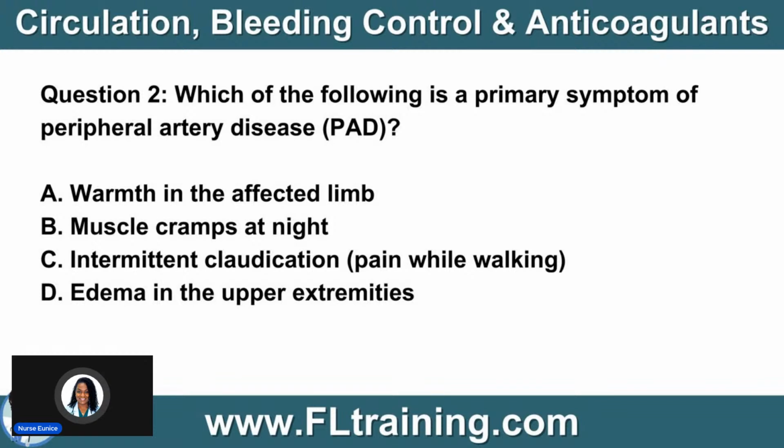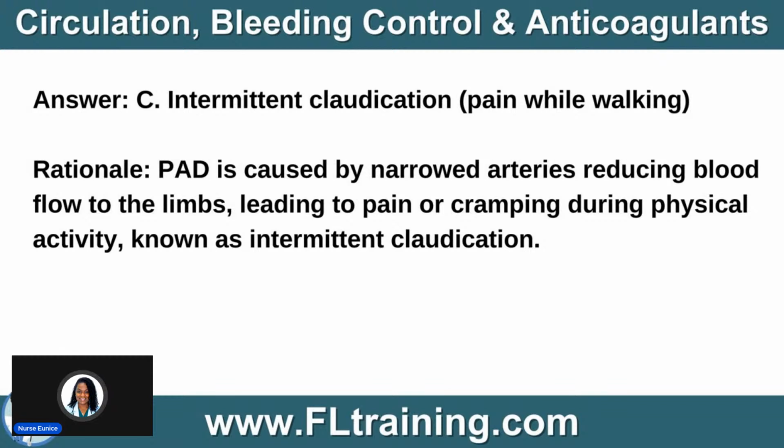All right, so let's go to question number 2. Which of the following is a primary symptom of peripheral artery disease, or PAD? Is it warmth in the affected limb, muscle cramps at night, intermittent claudication or pain while walking, or edema in the upper extremities? Which is a primary symptom of peripheral artery disease? All right, what do you think, team? Reveal the answer in 3, 2, and yes, it is C. It is intermittent claudication, pain while walking.